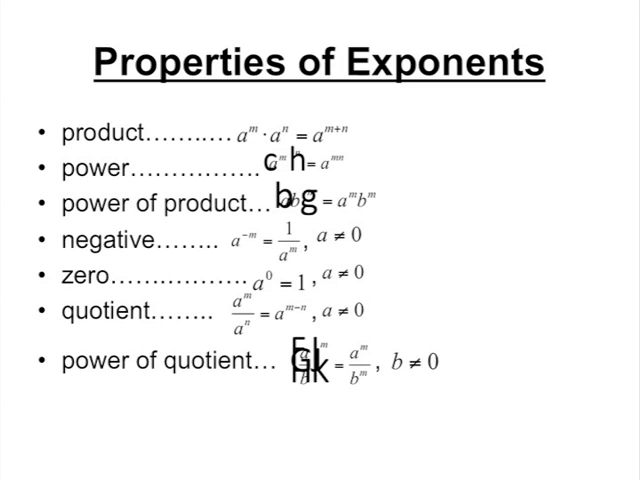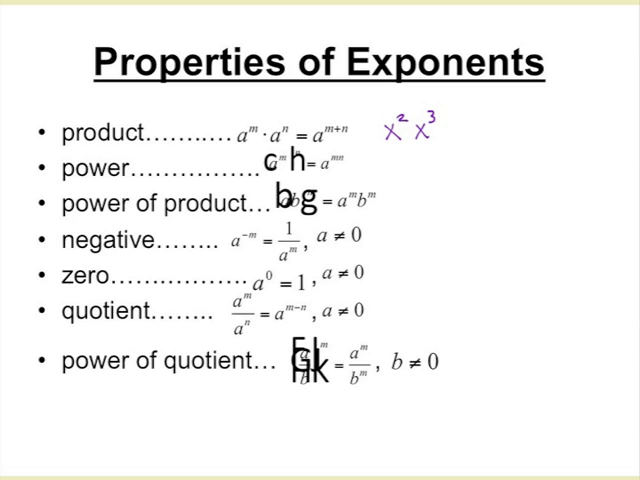So what I want to do is look at why these properties are the way that they are. The first one is the product property, and looking at the product property, what we're going to be doing is multiplying things that have the same base but possibly different exponents, possibly the same exponent, and looking at how we can combine those together into just one thing.